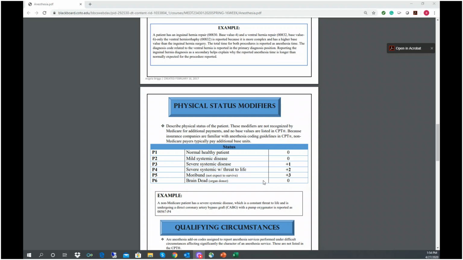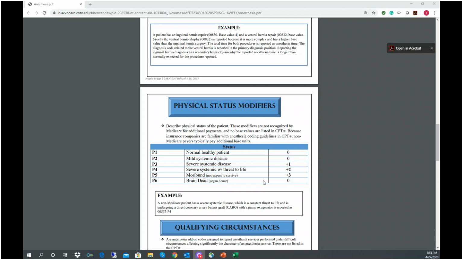So P1 is a normal patient. It has a 0 unit for that modifier. P2, mild systemic disease, again 0. P3, you're going to add 1 for severe systemic disease. P4, you're going to add 2 when it's a threat to life. P5, moribund, the patient is not expected to survive. You're going to add 3. P6, the patient is brain dead and they're just simply doing it for organ donation.